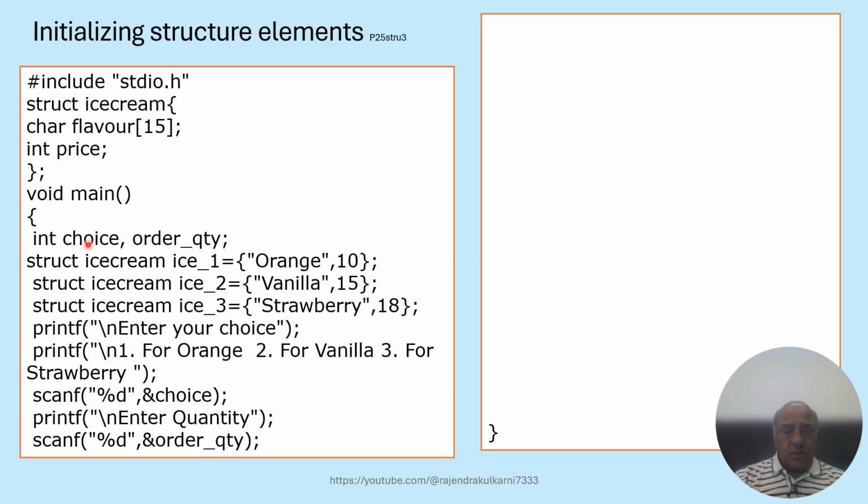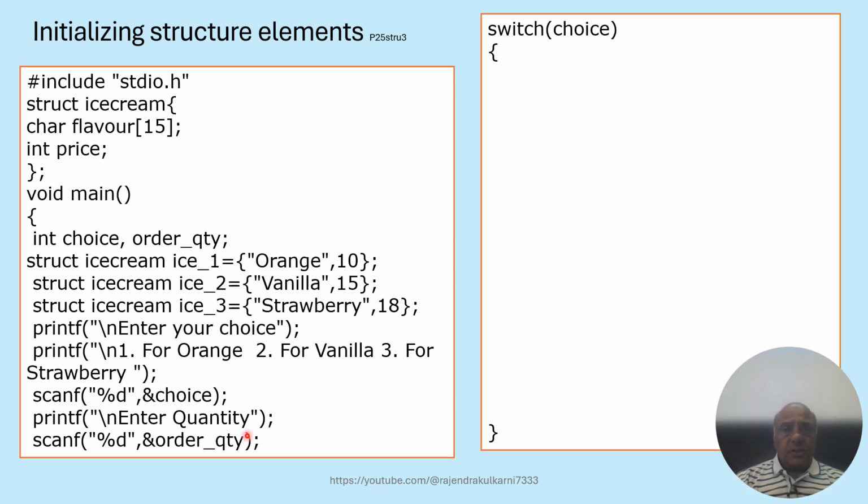So what we have seen here is how to declare a structure variable and how, at the same time, to assign that variable the required constants or data values. Then we are asking the user to input his choice and the quantity he wants to order.